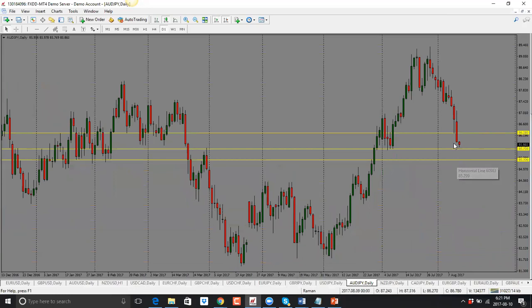Aussie yen, same scenario, very, very bearish engulfing candle, looking for a further move to the downside. First target here is 85.70, which we are very close to at the moment. And 85.30 is the next level to the downside, with 85.00 right below it.